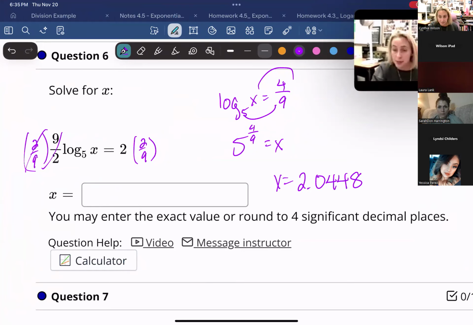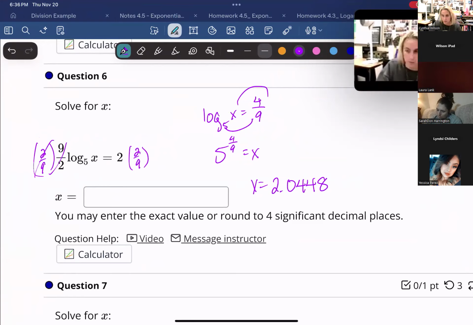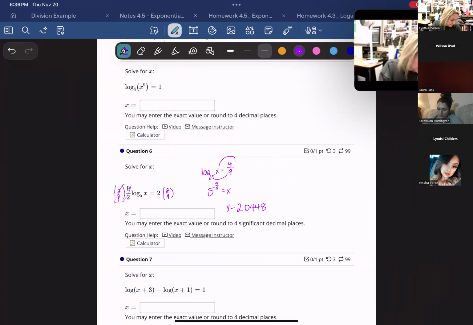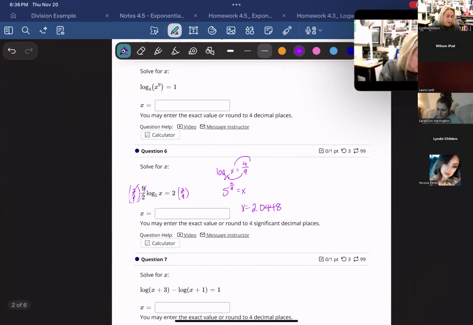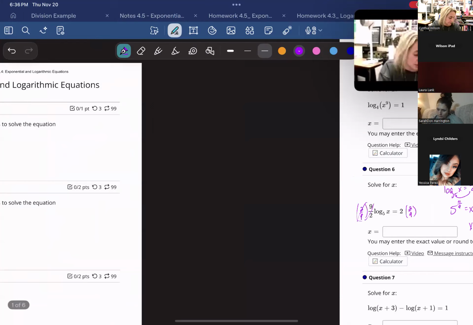Okay, does it help on that one? Perfect. Whatever I can do to help. The exponentials and logs unit is my favorite one to teach. I like that one.